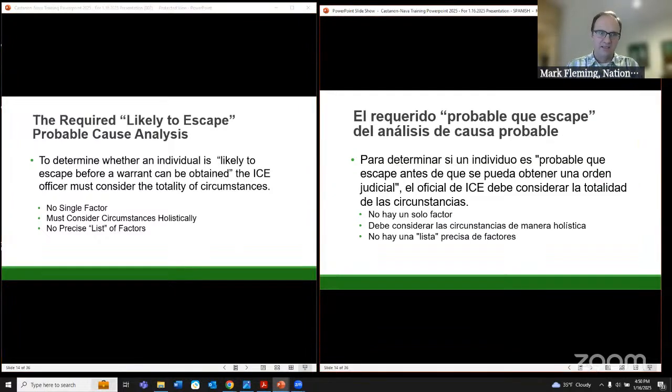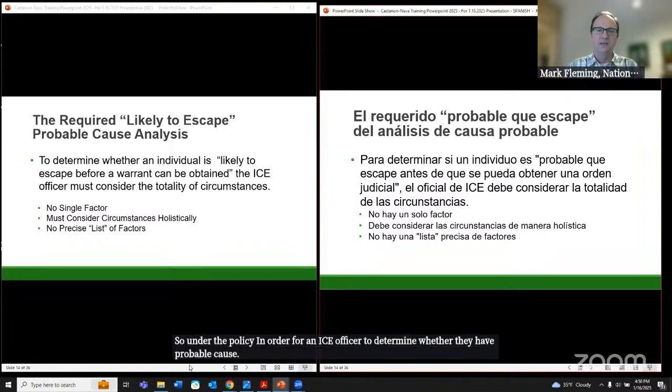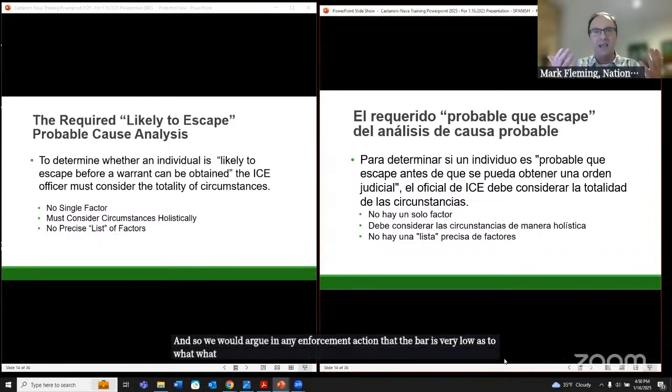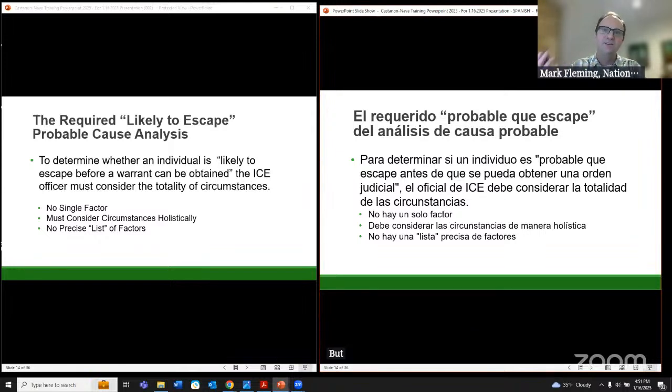So under the policy, in order for an ICE officer to determine whether they have probable cause that the individual is likely to escape without a warrant before a warrant could be obtained, and again, we are talking about one of those administrative warrants, so it's very easy for them to get it. And so we would argue, in any enforcement action, that the bar is very high as to what they need in order to establish probable cause. But it is a totality of the circumstances test.